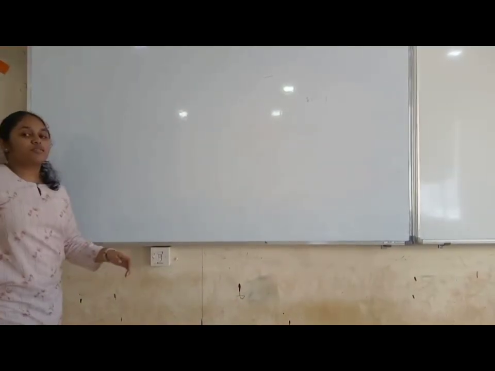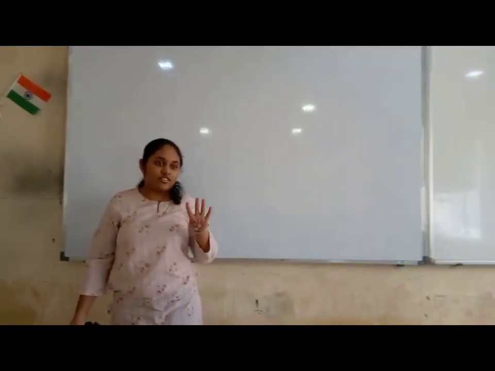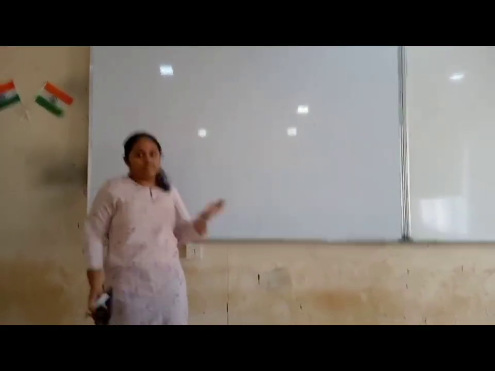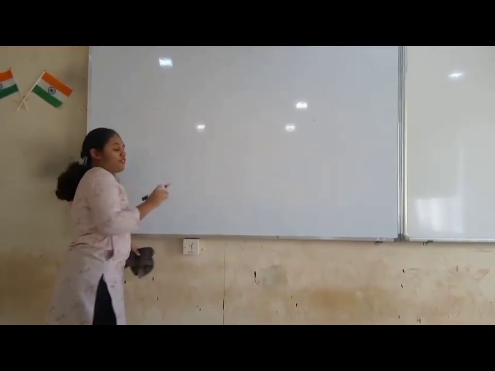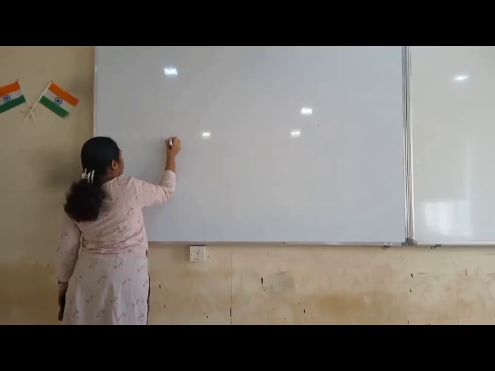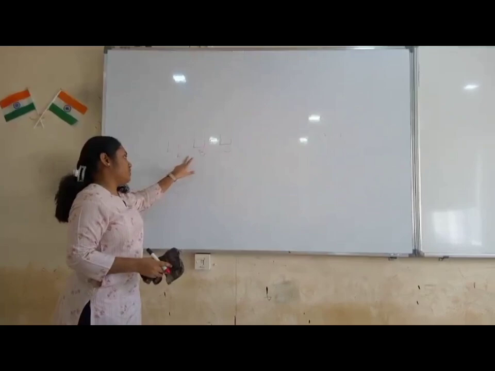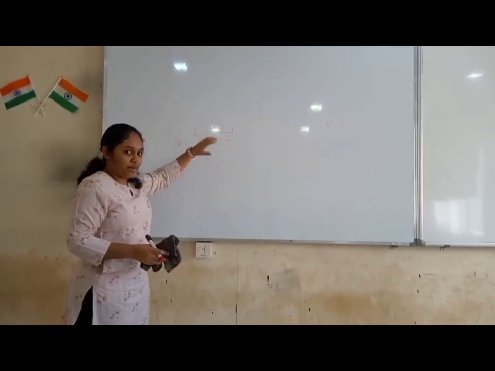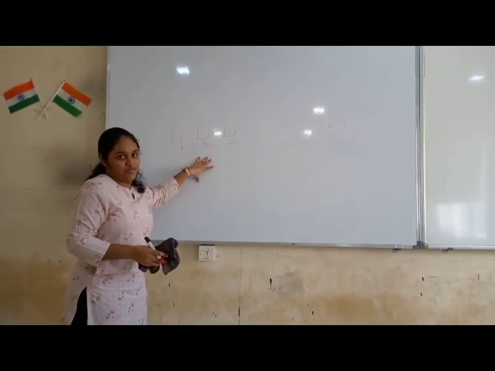So let's come to laws of thermodynamics. There are four laws: zeroth law, first law, second law, and third law. What does the zeroth law state? Zeroth law just states that if A is in equilibrium with C and B is in equilibrium with C, these are separately in equilibrium, then A and B are also in equilibrium.